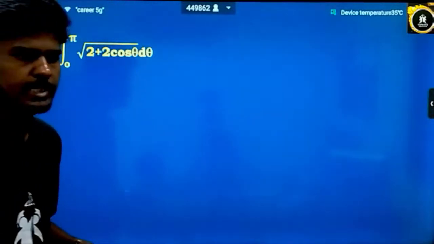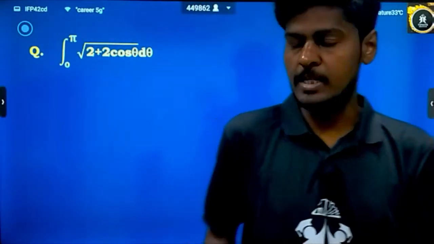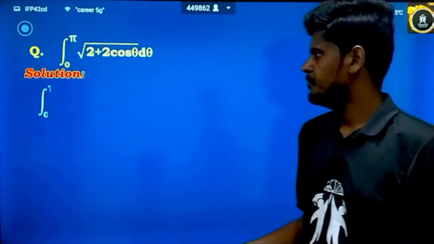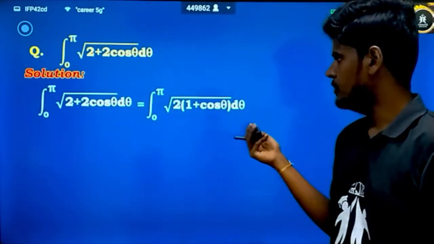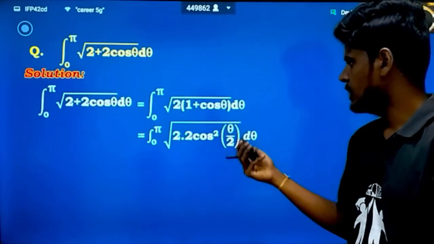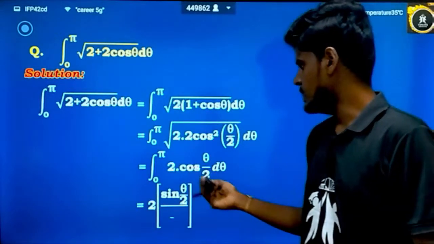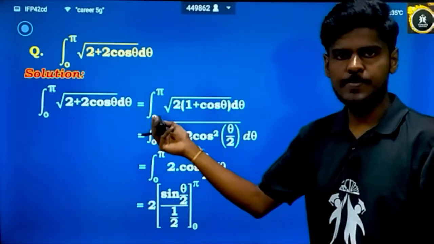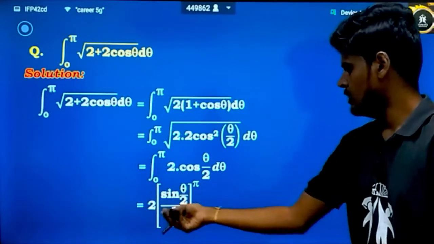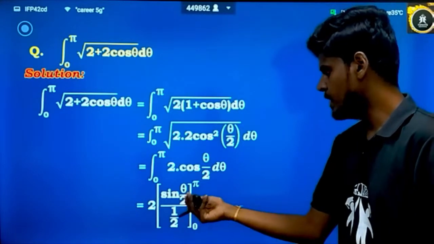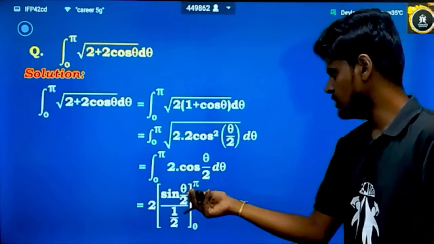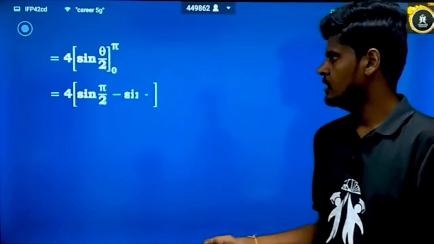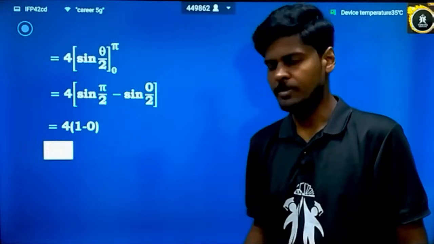First we have to evaluate the integration, forgetting about the limit, the constant. Then we are going to apply the limit. So here we will have 2 into 2 cos square theta by 2, that is 2 cos theta by 2. When we open the modulus, it should be a positive sign. The reason I explained while solving the problem. Next, again we divide by 2 and the integration of cos is sine. Then apply the limit. So the final answer comes out to be 4.